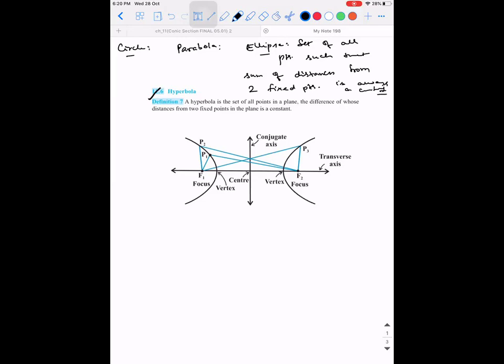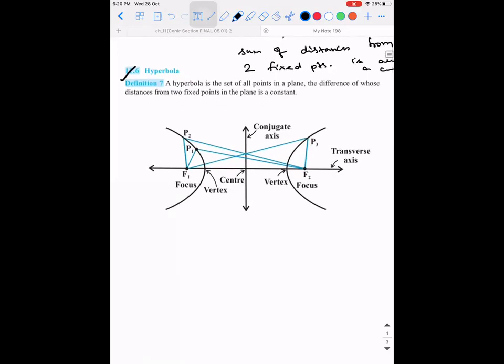In a similar way, observe. If you are able to define the set of all points in a plane such that the difference of whose distances from two fixed points in the plane is a constant. So the only difference between ellipse and hyperbola is in ellipse, the sum of the distances from the two fixed points will always be a constant, whereas in hyperbola, the difference from two fixed points will be a constant, and obviously those two fixed points are called foci.